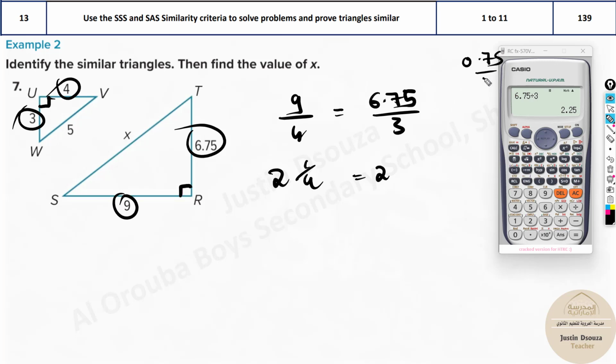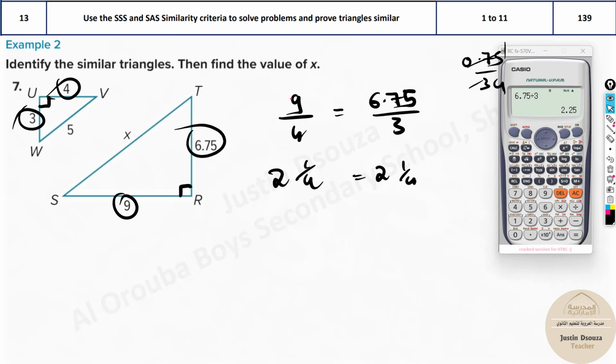0.75 divided by 3 is basically 1/4. This is also possible, but it's easy to use a calculator. Save your time. And now we know these both are proportional. So what is this? Phi, it must be proportional.